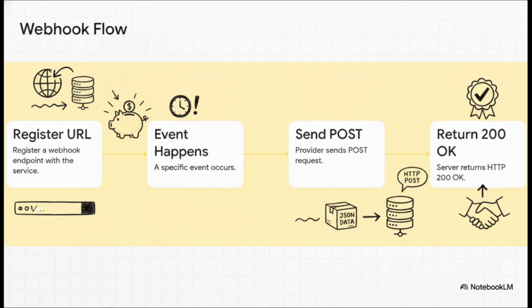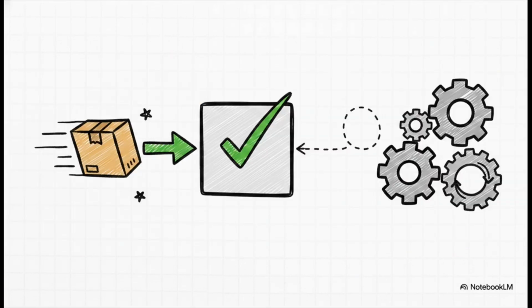Step 3, the provider instantly bundles up that data, usually formatting it as a JSON payload, and shoots it directly to your registered endpoint using an HTTP POST request. And finally, step 4, your server receives that request and fires back an HTTP 200 OK response, basically just to say, got it. Now listen up, because this is the golden rule of webhooks.